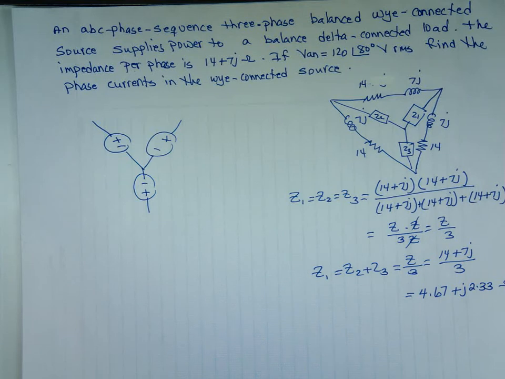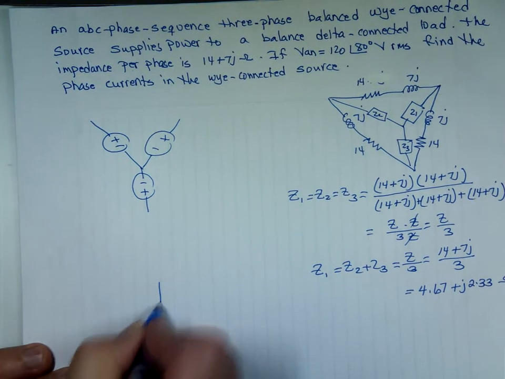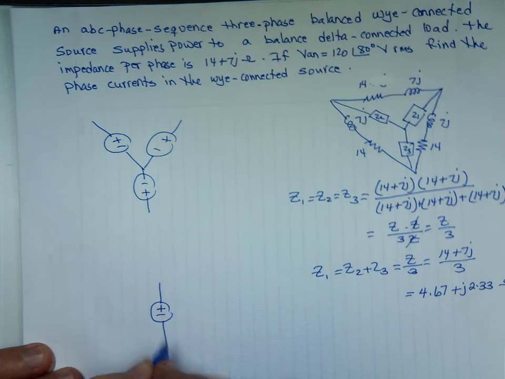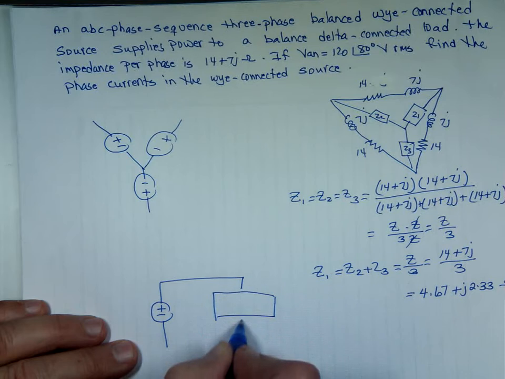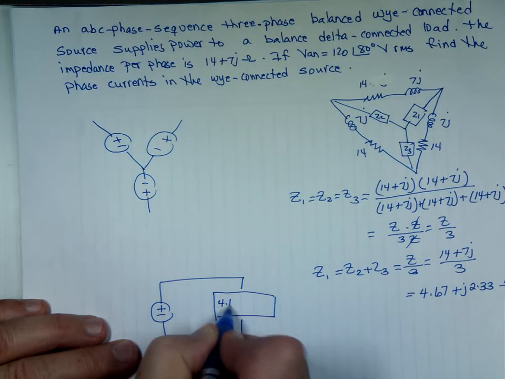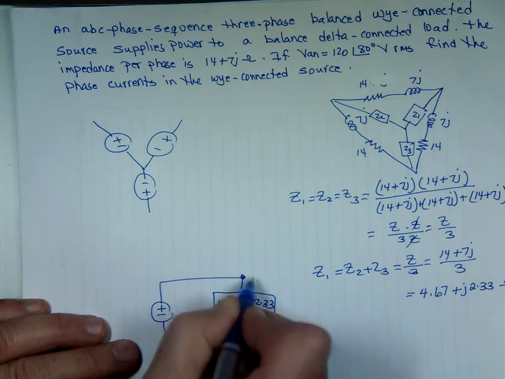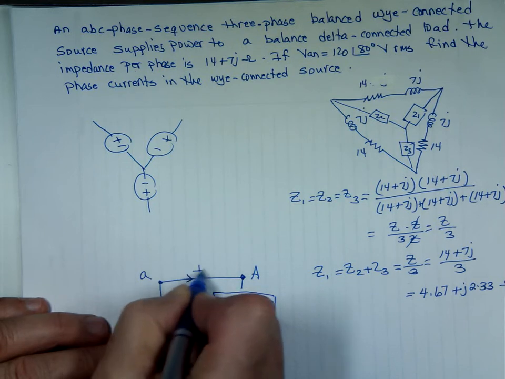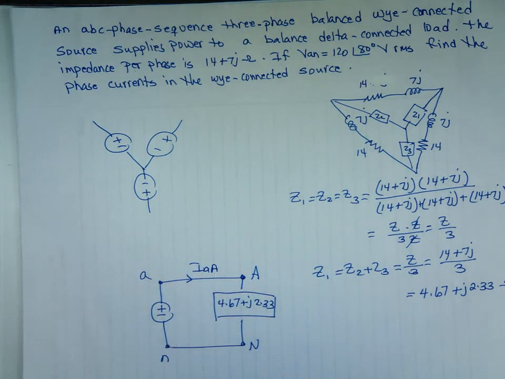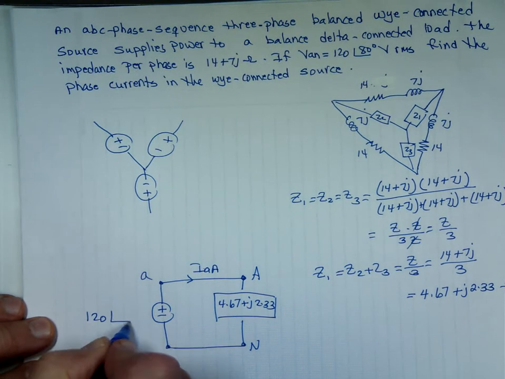So once you have that, you can draw one phase of that. Here's my VAN. And here's my load of 4.67 plus j2.33. This is my capital A. This is lowercase a. Uppercase N, that's the load, lowercase n. And I'm looking for I sub aA. We know what VAN was given to us to be what? 120 angle 80.